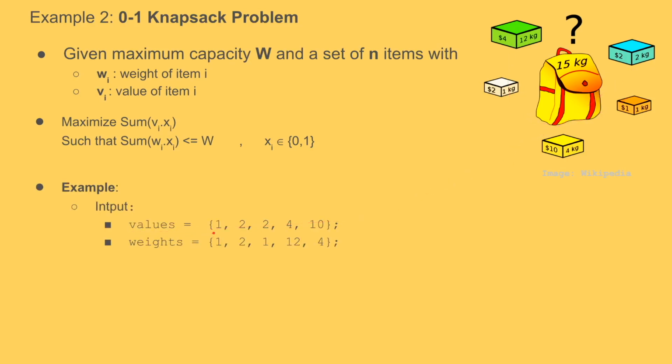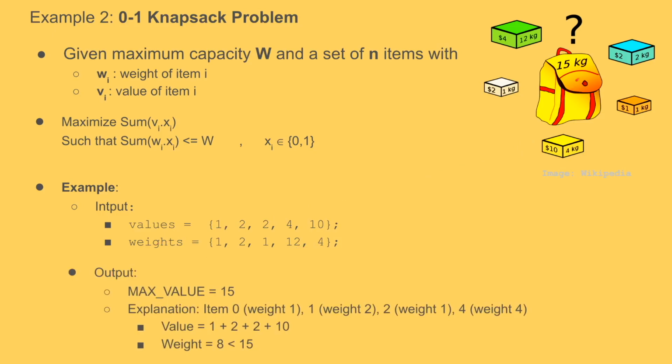Let's look at this example. Your values are 1, 2, 2, 4, and 10, and then your weights are as follows. And then your maximum capacity is 15. Now, if you solve this, you will see the maximum optimal value would be 15, which is when you pick item 0, item 1, item 2, and item 4. And then the total weight would be 8, which is less than 15.